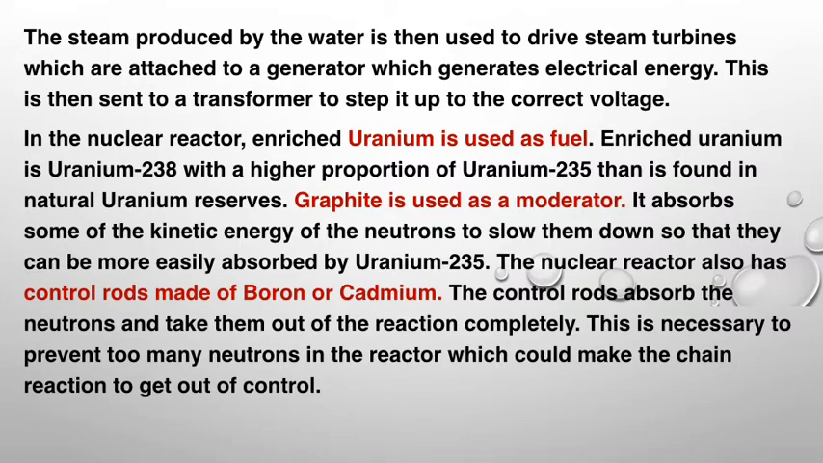Now, this steam is what is used to drive steam turbines. Steam turbines are attached to a generator, and the generator generates electrical energy. If you remember our lesson on EM induction, electromagnetic induction, we use motion generators to generate electrical energy. This is then sent to a transformer to step it up to the correct voltage.